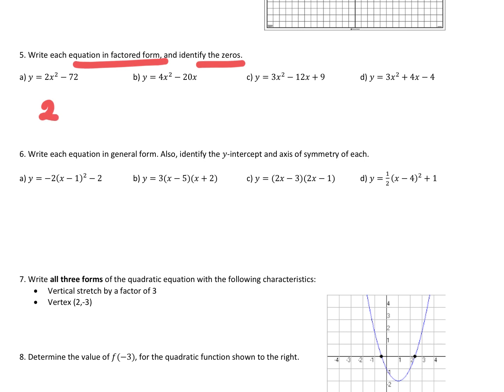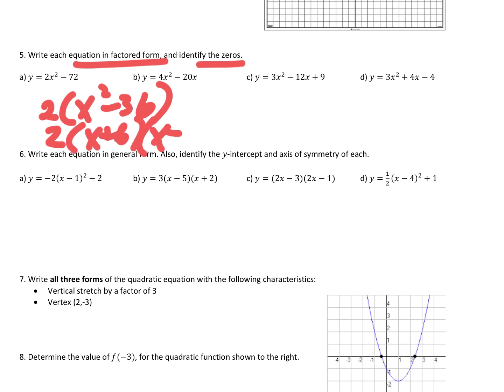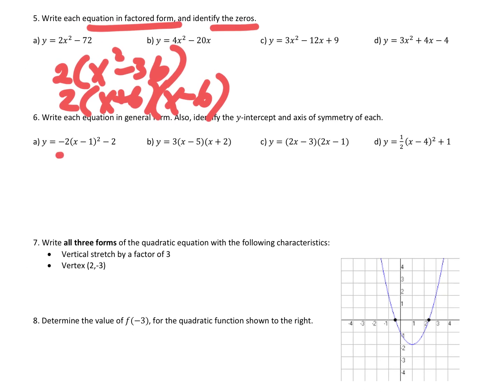You take a 2 out, and you'd have x squared minus 36, and hopefully you go, oh yeah, I can factor again. X plus 6, x minus 6. Then once you got it factored, the zeros are easy. But what if it's already in this vertex form? Well, then if you need general form, generally multiply it out.